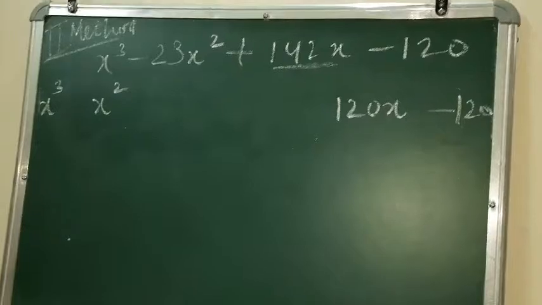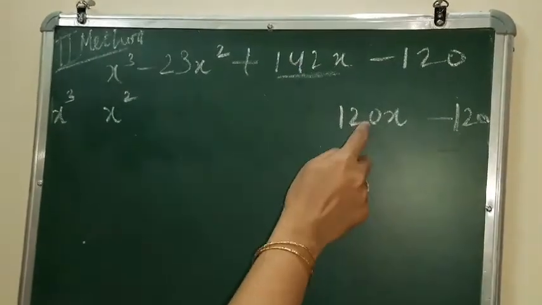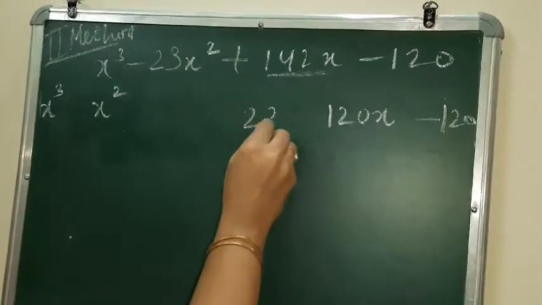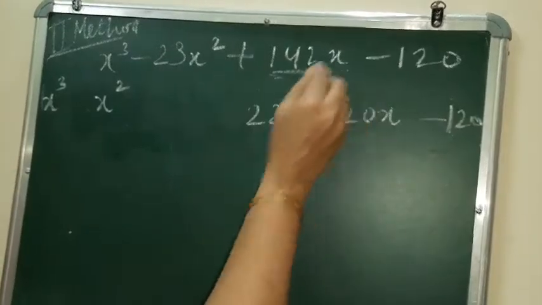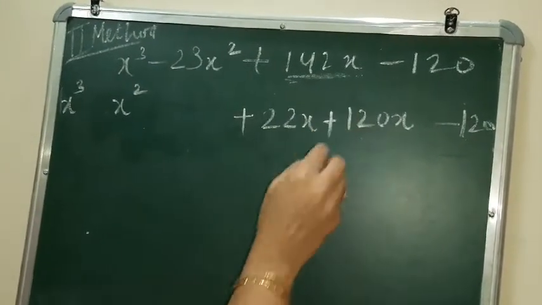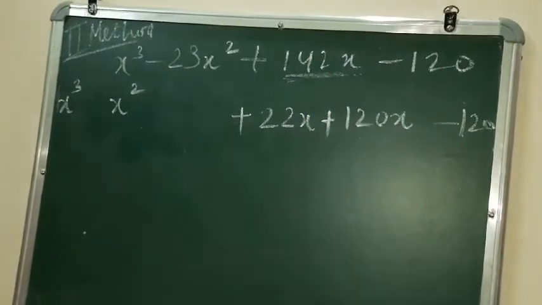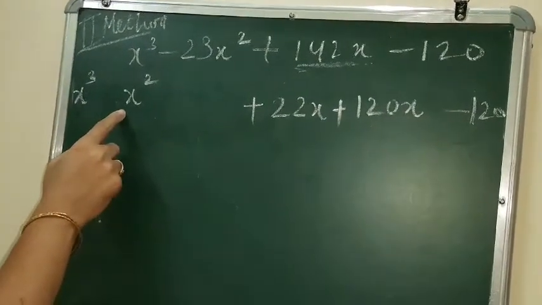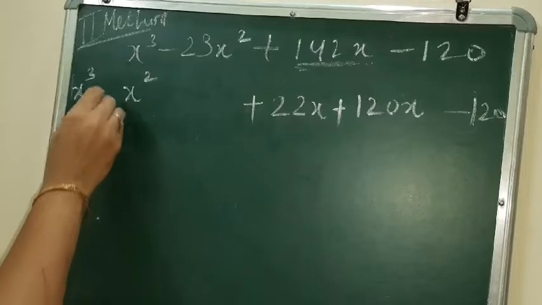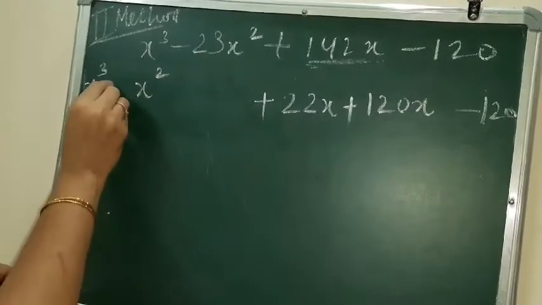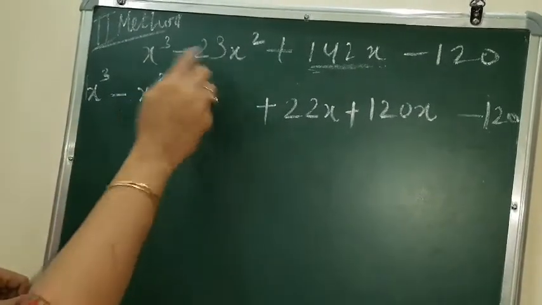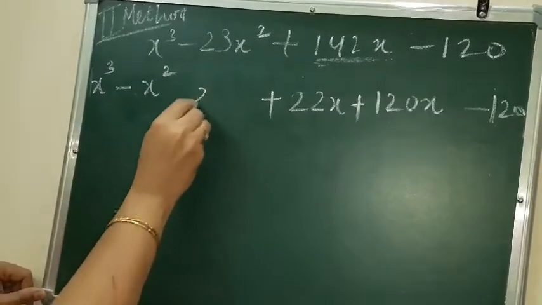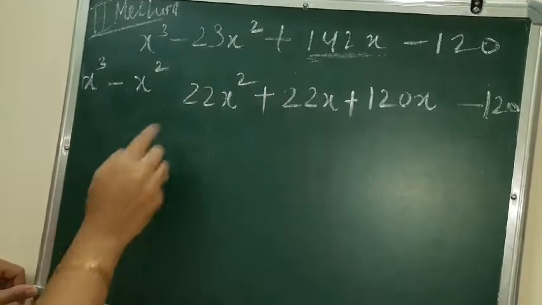How much are left? 142 minus 120 is 22. That means this 142 can be split as 22x plus 120x. I have split it as this. Here, if I am taking minus 23 I need, so 22 is here. So again I need 22. So 22x square I am taking.